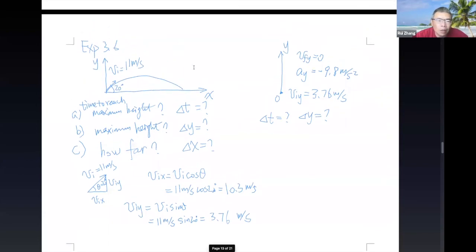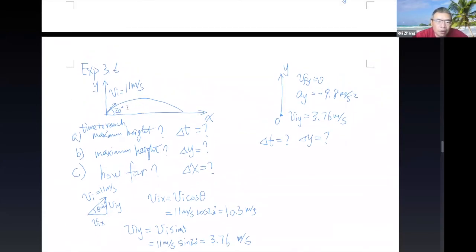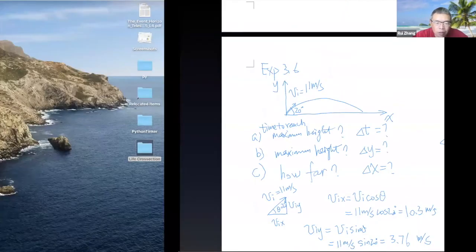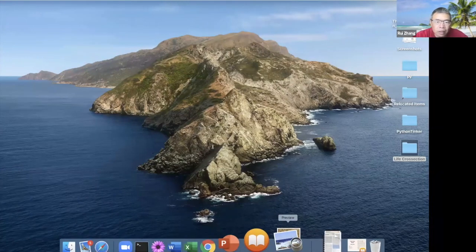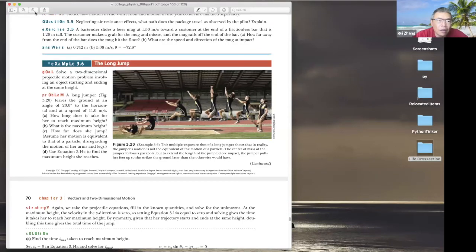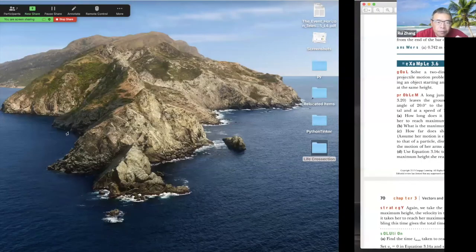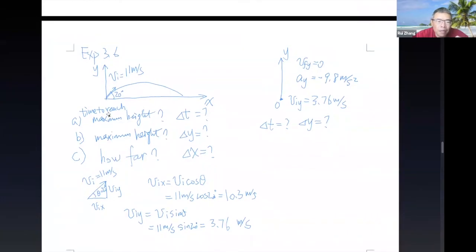Let's talk about this. So again, this example is a long jumper, right? Remember we have a long jumper here. Yes, so this is the problem we have, the long jump. The long jumper jumps from here all the way here. Essentially, it's a projectile motion. This person basically threw herself into the air, like that. And then we're given the initial velocity, both the magnitude and the angle. We're asking a bunch of questions here. We're looking for the time to reach the maximum height and the maximum height, and then how far it goes horizontally.